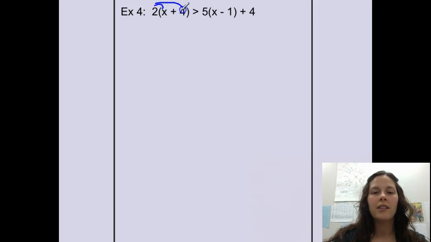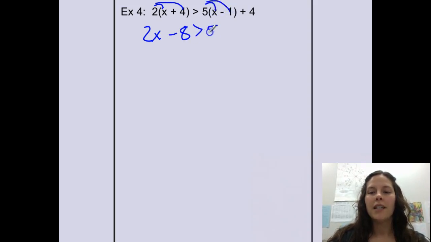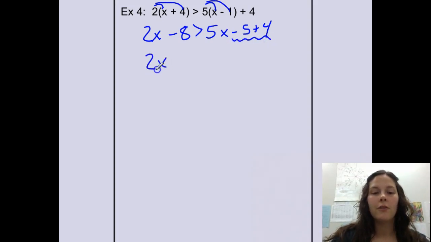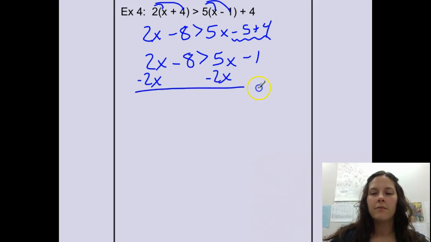So we've got 2x plus 8 when we distribute on the left-hand side, greater than 5x minus 5. Make sure you do not distribute that 5 to the 4. That's outside the grouping symbols. On the right-hand side, we have like terms, negative 5 plus 4, so we'll combine those, giving us 5x minus 1. When we get our variables together, moving the term with the smaller coefficient, subtracting 2x from both sides.